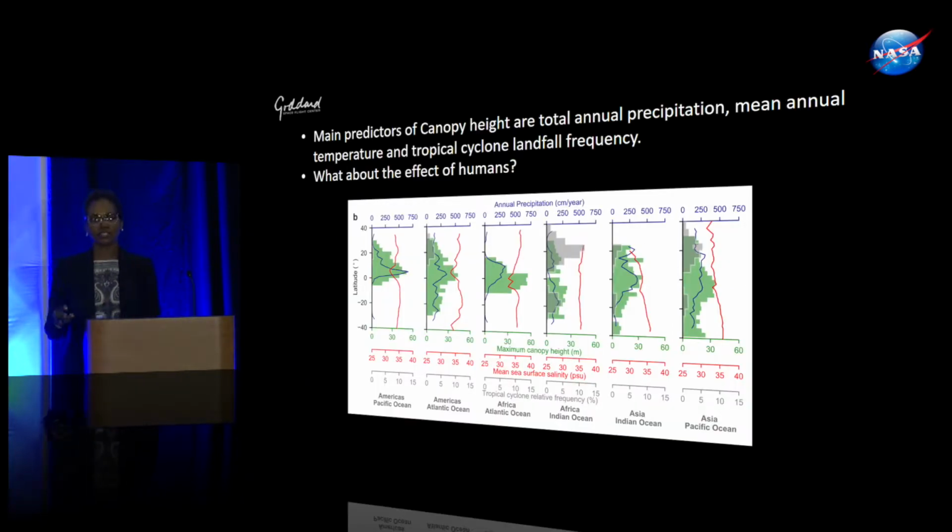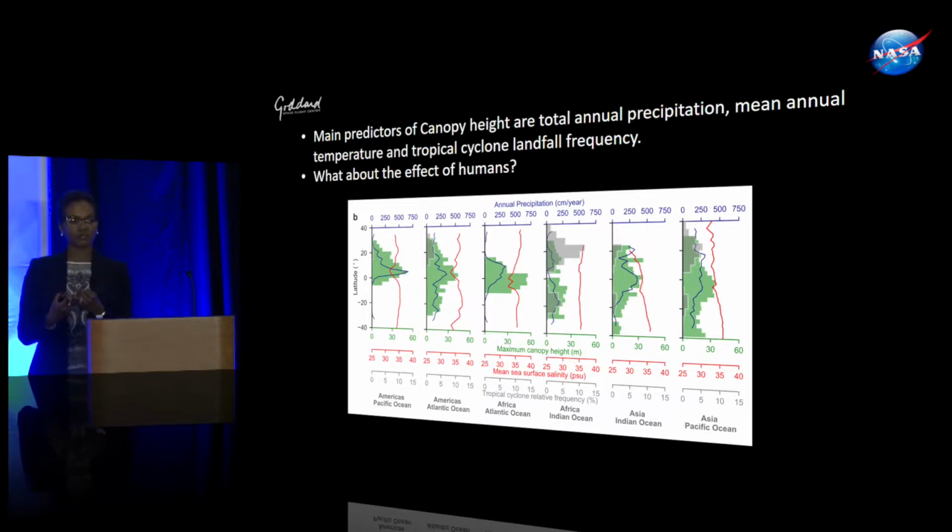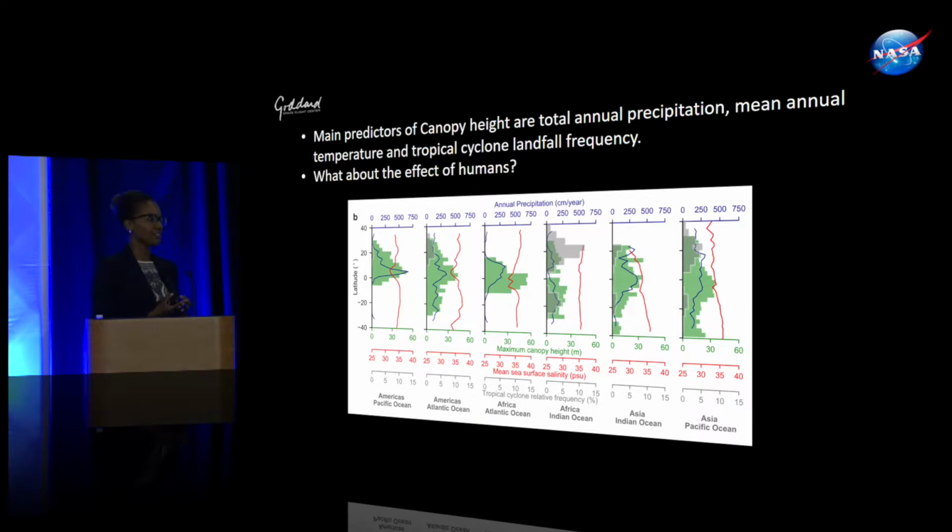So then what we did is that we took those numbers and threw them into a multivariate regression. We didn't look at tide anymore, but we looked at all the temperatures, annual precipitation, maximum precipitation, mean precipitation, and tropical cyclone landfall. And what we found is that we were actually right. It is the annual precipitation, mean annual temperature, and tropical cyclone landfall frequency that are the biggest predictors of your canopy height around the world.